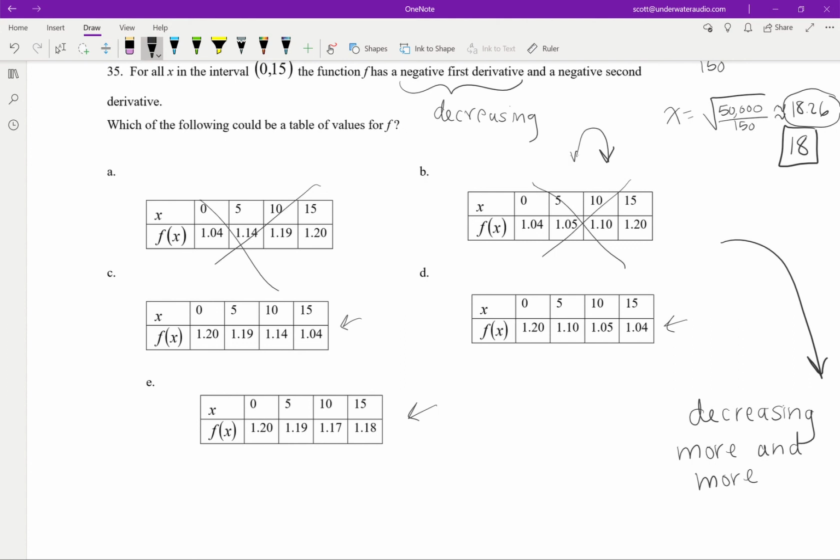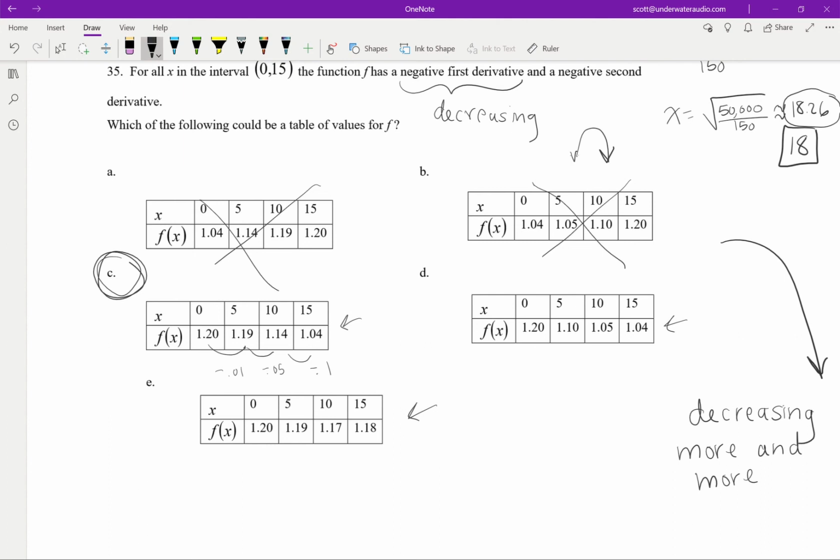So starting with part C, and I don't want to circle it in case it seems like I'm saying that's the right answer. So it goes from 1.2 to 1.19, so that's like subtracting 0.01, and then from 1.19 to 1.14, that's like it's subtracting 0.05. And then this one looks like it's subtracting 0.1, negative 0.1. So I'm going to guess this one at the moment because it decreased 0.01, and then it decreased even more than that, and then even more than that. So this is a very good possibility.